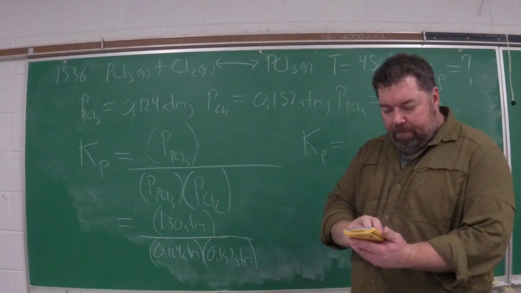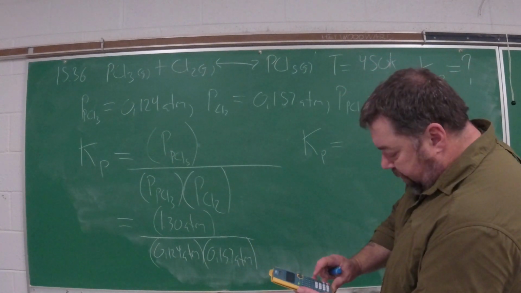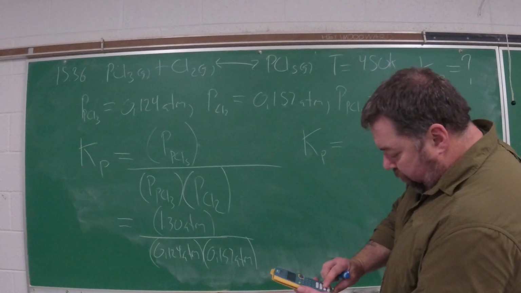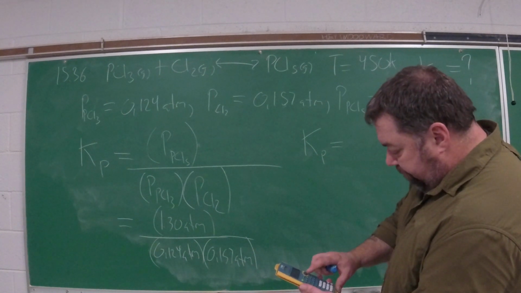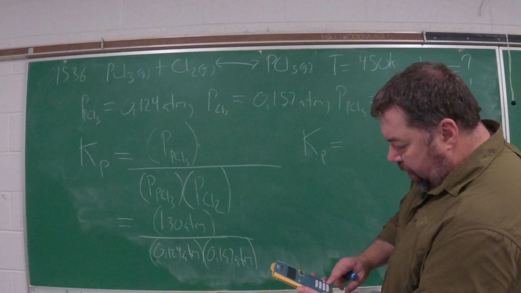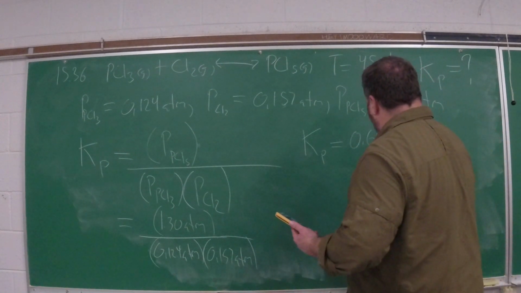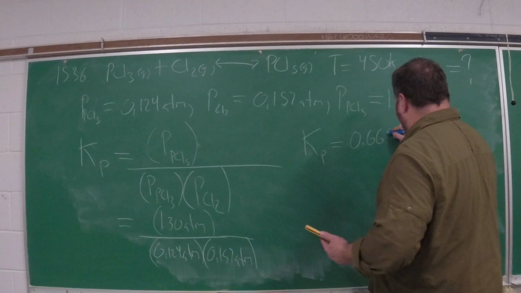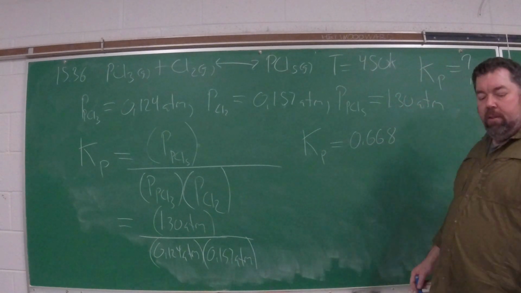Let's see what we get. 1.3 divided by 0.124 divided by 0.157. Hopefully I got that all in there correctly. Hit enter. If I did, I'm getting 0.668, right? Again, no units, okay?